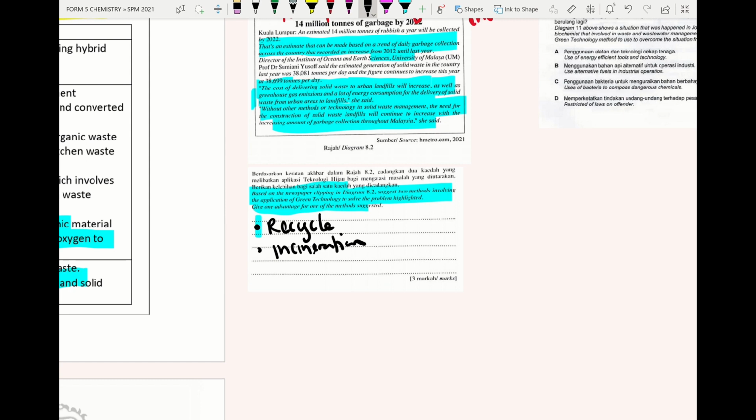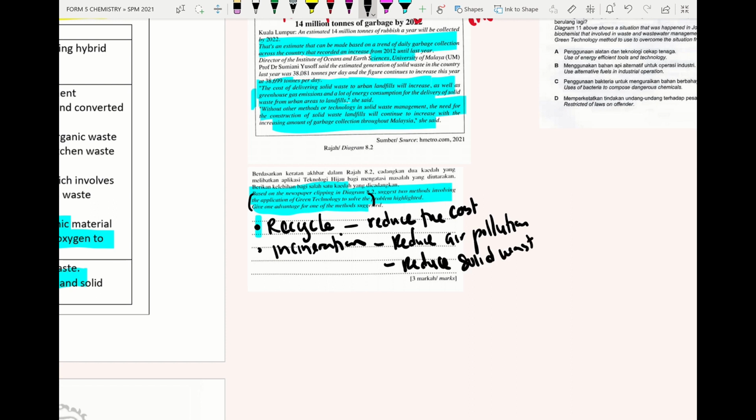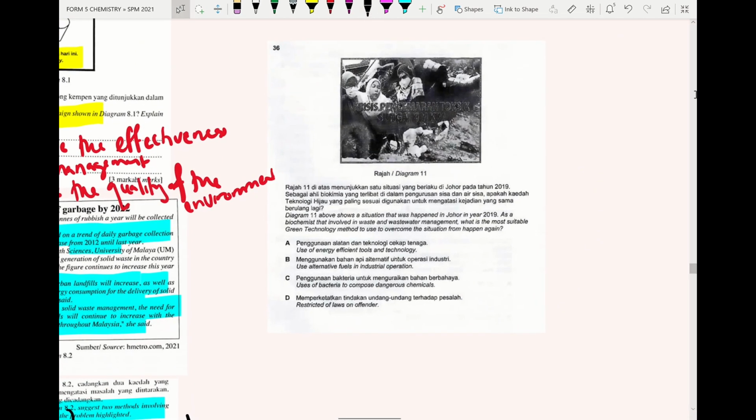All right, and next one, they ask to give one advantage for one of the methods. So this is, recycle can reduce the cost. And the incineration method can reduce the air pollution. It also can reduce the solid waste.